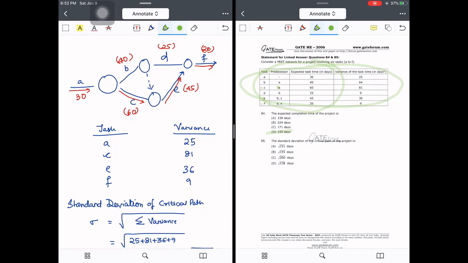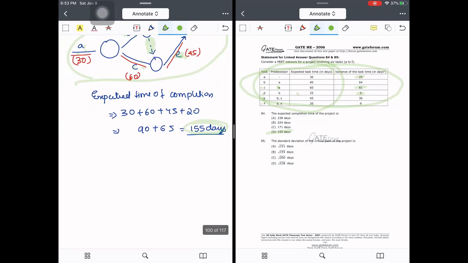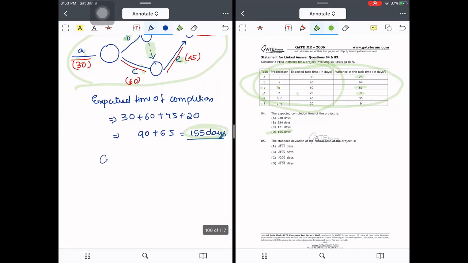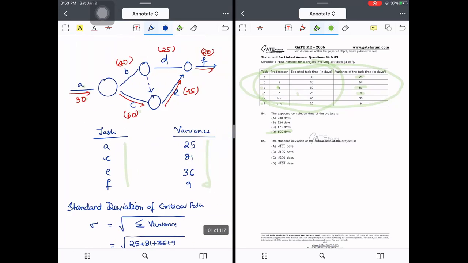I found that A, C, E, F is taking the maximum time, that is 155, so therefore the expected time is 155. Now what is the standard deviation of the critical path? First we calculate the critical path, and based on the critical path we calculate the corresponding variance. The critical path is A, C, E and F.